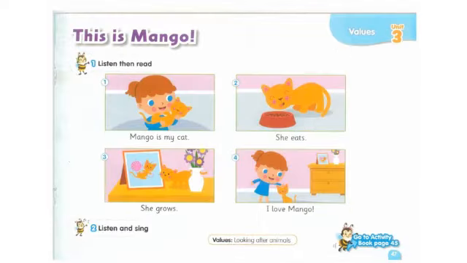Oh, next page. Here we will listen and read, okay? Can you see this girl? This is her pet, okay? She has a cat pet. And the cat's name is Mango, okay? She's saying here, Mango is my cat. Number 2, she eats. She's saying that the cat eats. Number 3, she grows. And number 4, she's saying that she loves her pet. She's saying, I love Mango. Okay.